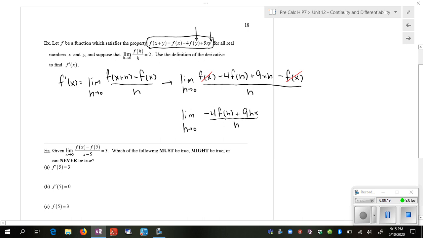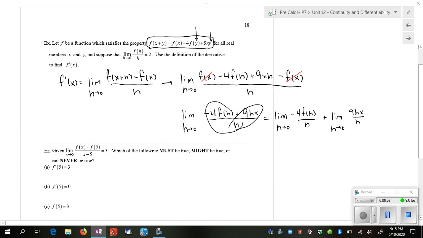that h out there. But I can still think about it as distributing division. I could think about this as two separate limits. It's one of our limit properties that we discussed. The limit as h goes to 0 of negative 4 times f of h over h plus the limit as h goes to 0 of 9hx over h. I just distributed that division, dividing both of these terms by h.